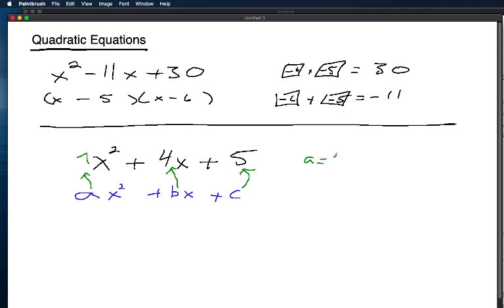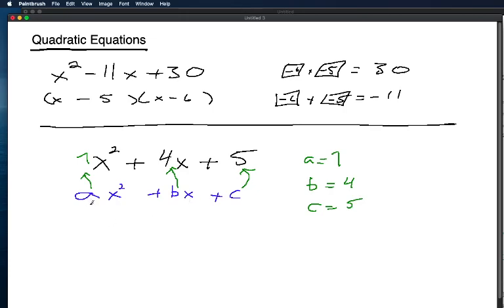So we're going to give names to the numbers in front of these terms here. So in front of the x squared, it's always the A. So in this example, it's 1. In front of just the x term is the B. And in our example, it's 4. And then the C is the number alone with no x attached to it. So it's the constant term. And that is 5 in this example, okay?